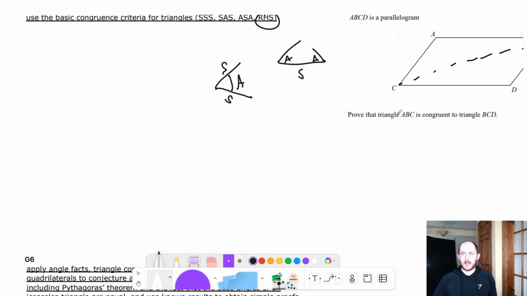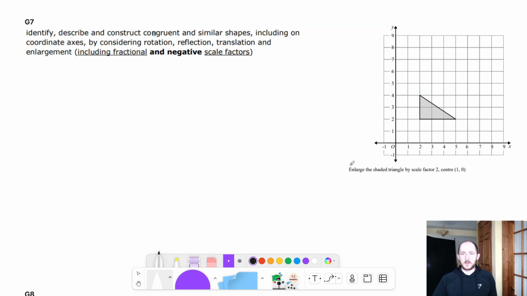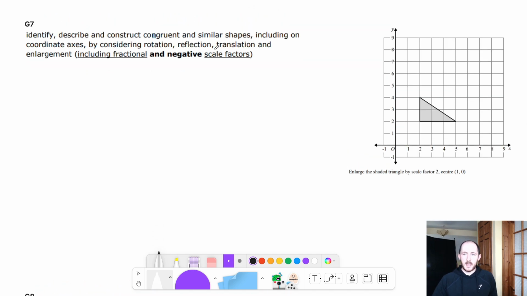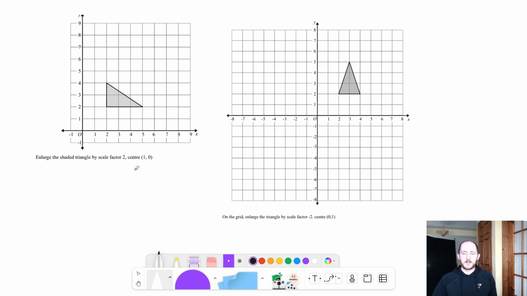So what we did just now is a simple proof, proving that they're congruent. You also need to be able to do scale factors, and if you're in high, you need to do negative scale factors, so let's do it. So the first thing you do with any scale factor is you put the center of enlargement. So 1, 0 is right here, and all you're doing is working out how far to the right and up or left and down you're going to get to each point.